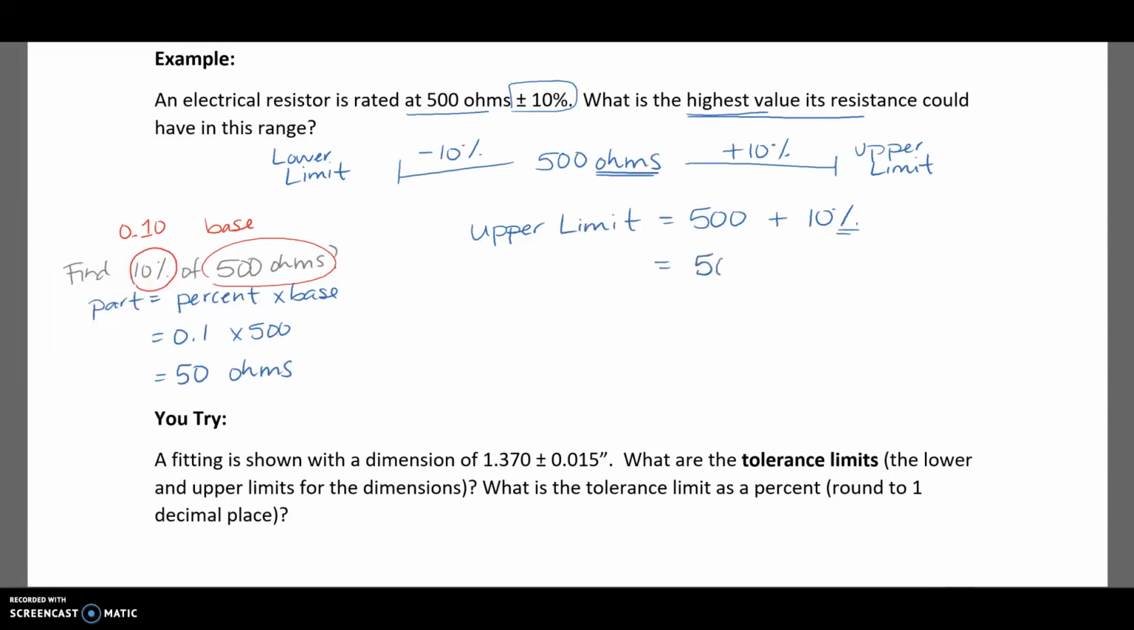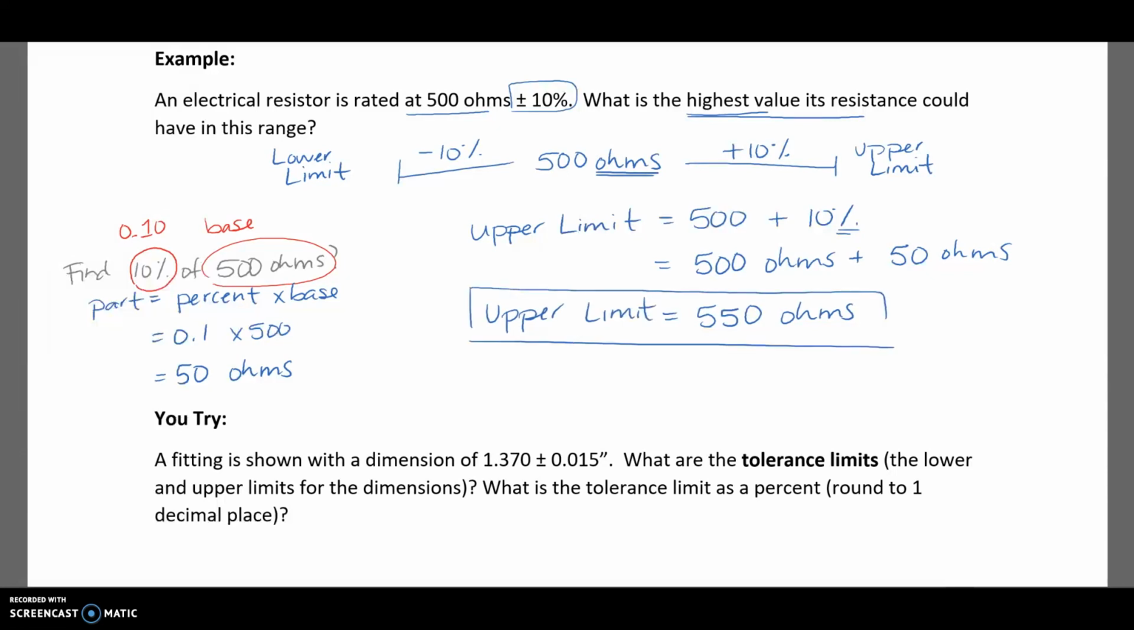So to find the upper limit now, we can take our 500 ohms and add 50 ohms. So the upper limit is 550 ohms. So this is the highest value the resistance of this resistor could have. Pause the video for a moment and try the next question.